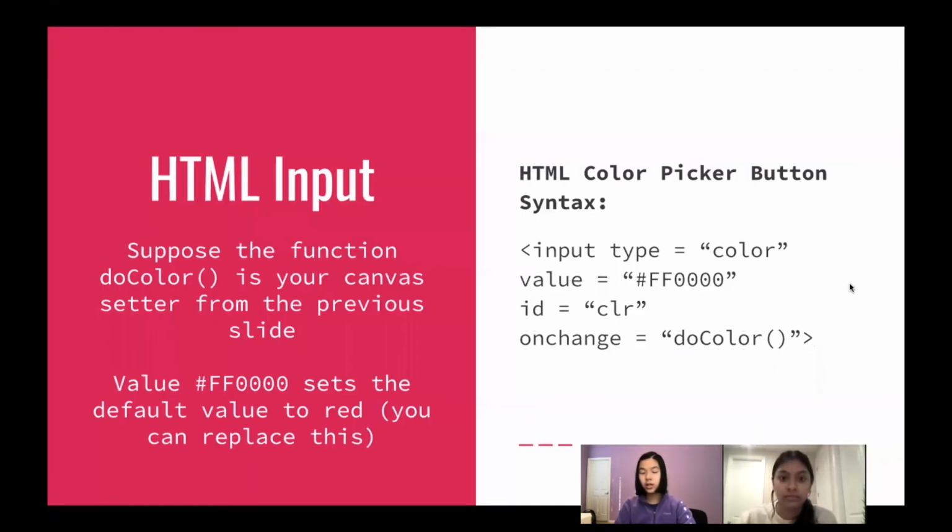So you still need to code in HTML for the color picker. If we suppose that the function doColor, which was on the previous slide, codes for the canvas and color input variables, all we need to do is set up the color picker button. And this code should look really familiar. The input type is now color, the ID is now CLR, and the onChange function is now doColor. And then the value #FF0000 sets the default color input value to red. If you like, you can replace this value with whatever you want.